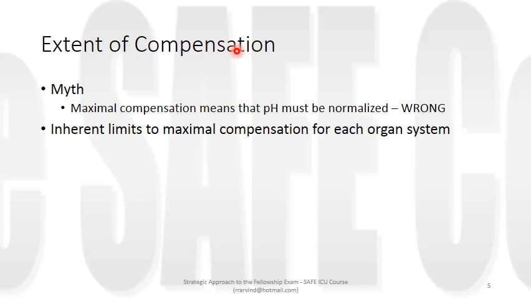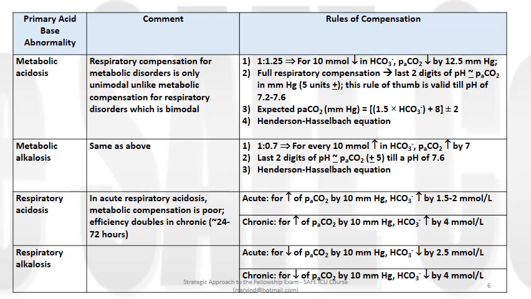So that's the first thing. Do not believe that the extent of compensation is defined by whether the pH is normal or not; it is defined by whether or not the maximal limits have been reached. And for this, we have some rules of thumb. So what are these rules of compensation?